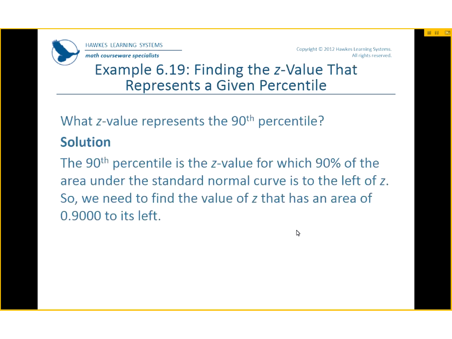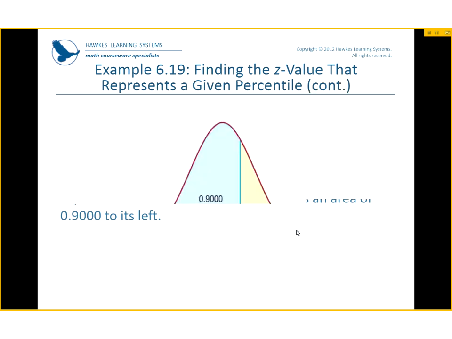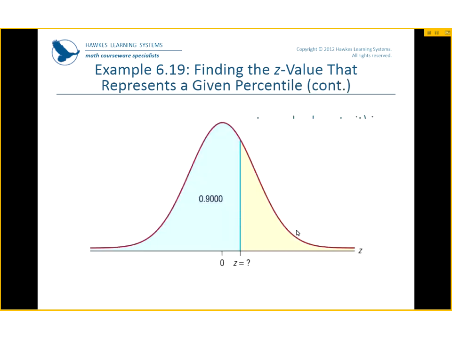All right, this is a little different. What z-value represents the 90th percentile? The 90th percentile is the z-value for which 90% of the data lie to the left of it. So we're going to look for the area of 0.9000 to its left. Here's a picture of it.